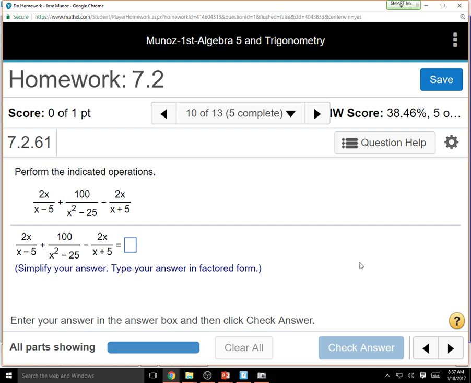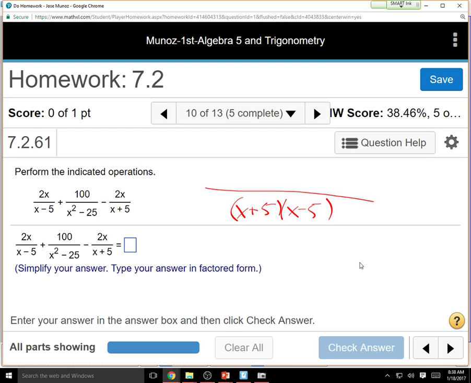Okay, so not so bad. Notice that this is a perfect square, right? So it's going to factor into x plus 5 and x minus 5. So my denominator is simply going to be x plus 5 and x minus 5. Okay? So here's what I do.